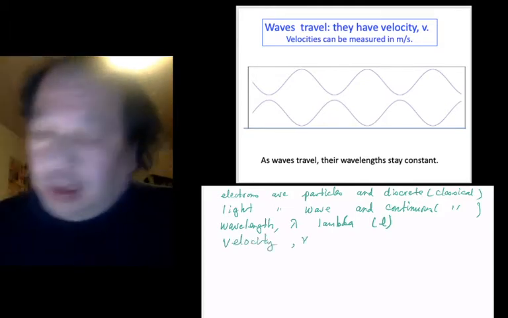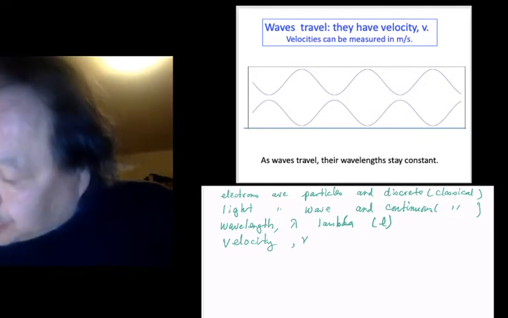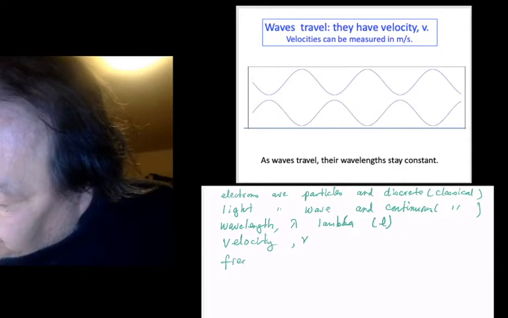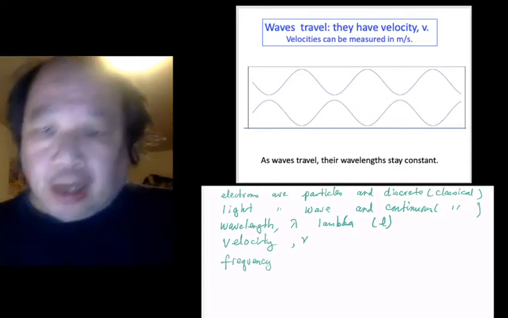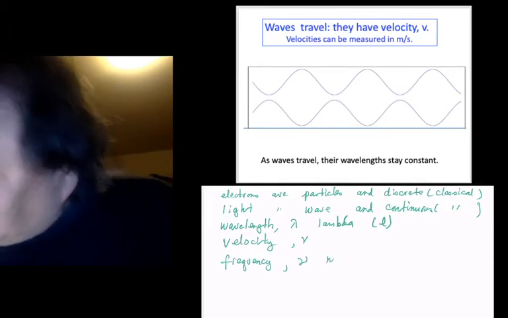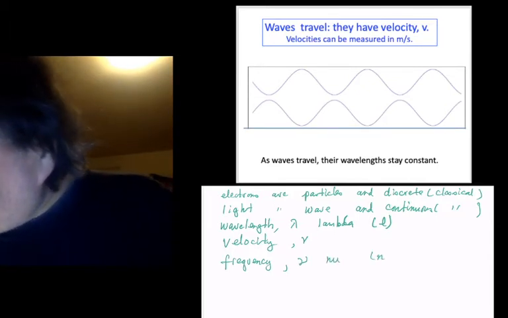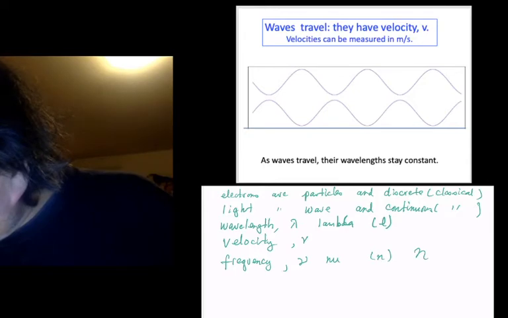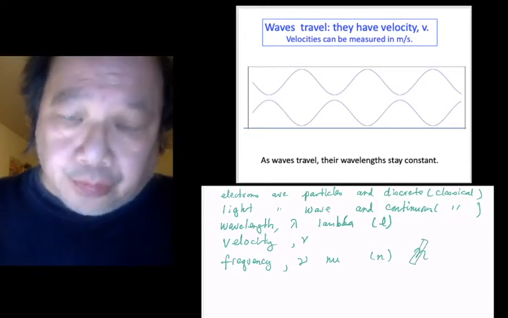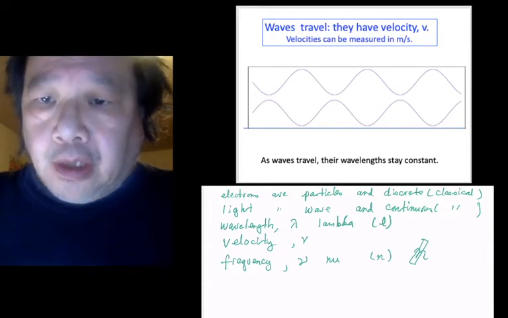V. And now we have one more important concept for waves, which is the frequency. First, just let me get some Greek out of the way. It goes by the letter nu. Nu is the Greek letter N. And if you look at the letter N, and if you just look at this part of it, that is the Greek letter nu.